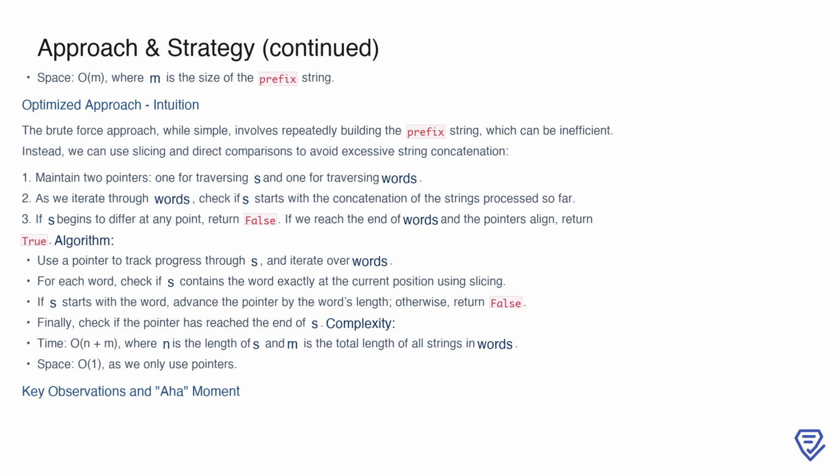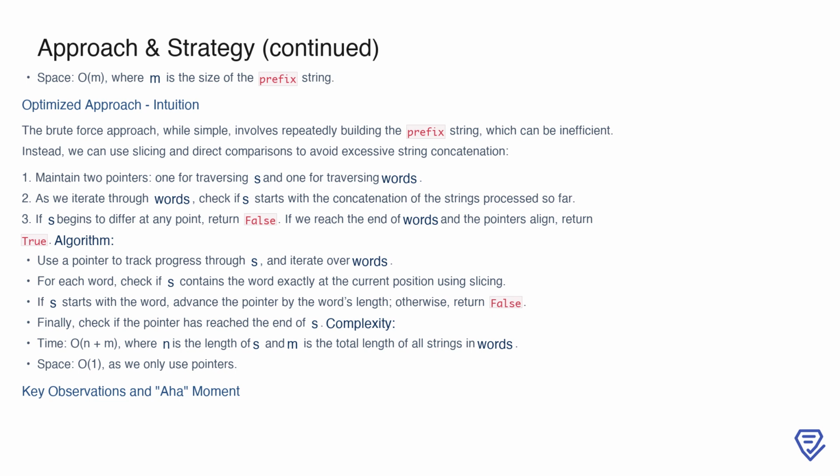A more optimized approach eliminates this overhead by leveraging slicing and direct comparisons. Instead of concatenating strings, we use two pointers, one to traverse S and another to iterate through words. As we process each string in the array, we check if S starts with the strings processed so far. If at any point S does not start with the expected string, we return false. If the pointers align at the end of S, we return true. This strategy involves tracking progress through S using a pointer. For each word in words, we check if S contains the word exactly at its current position using slicing.